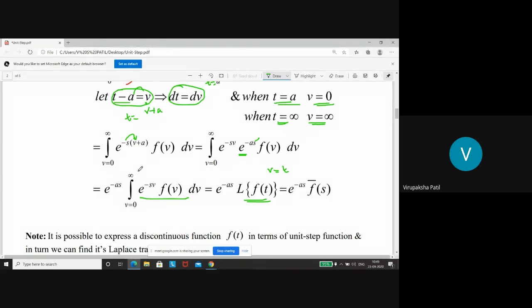So by the basic definition of the Laplace transform, we can write this as a L of f of t, or L of f of t is written as f bar s in short. So the result is e to the power minus as f bar s.